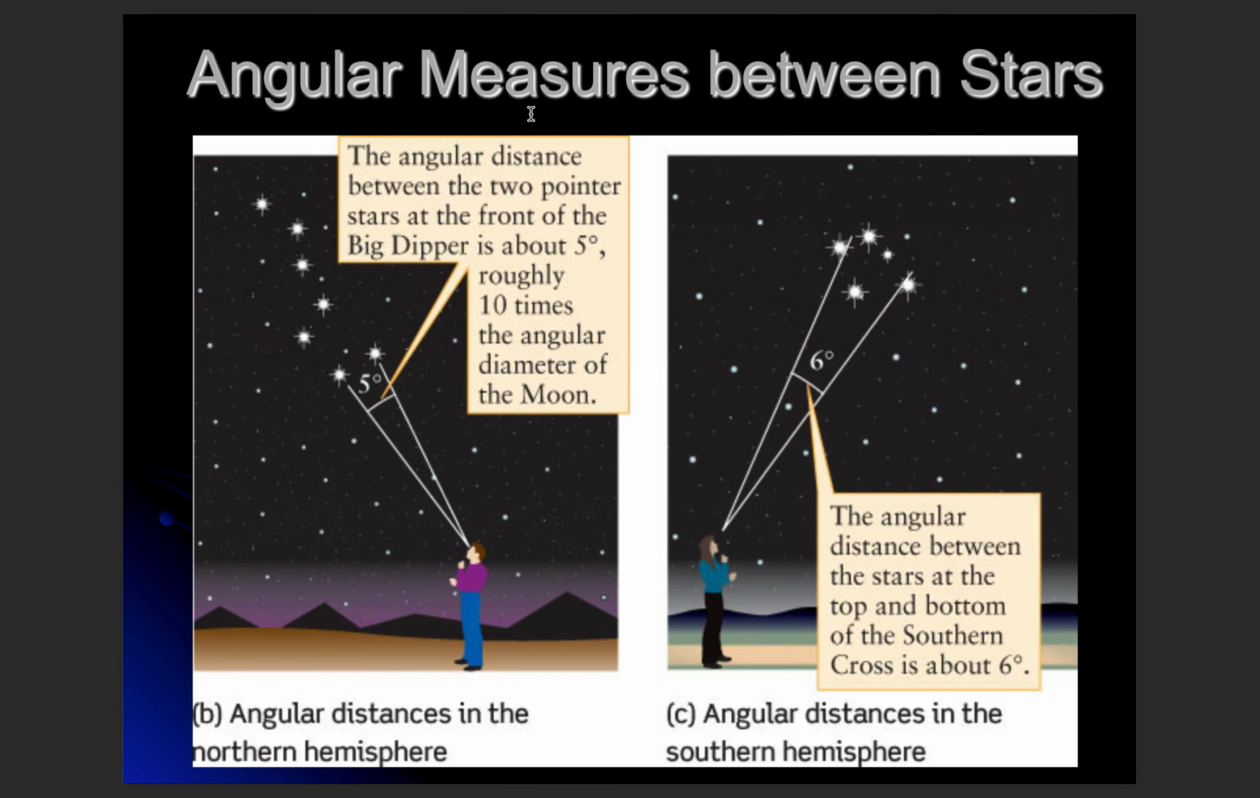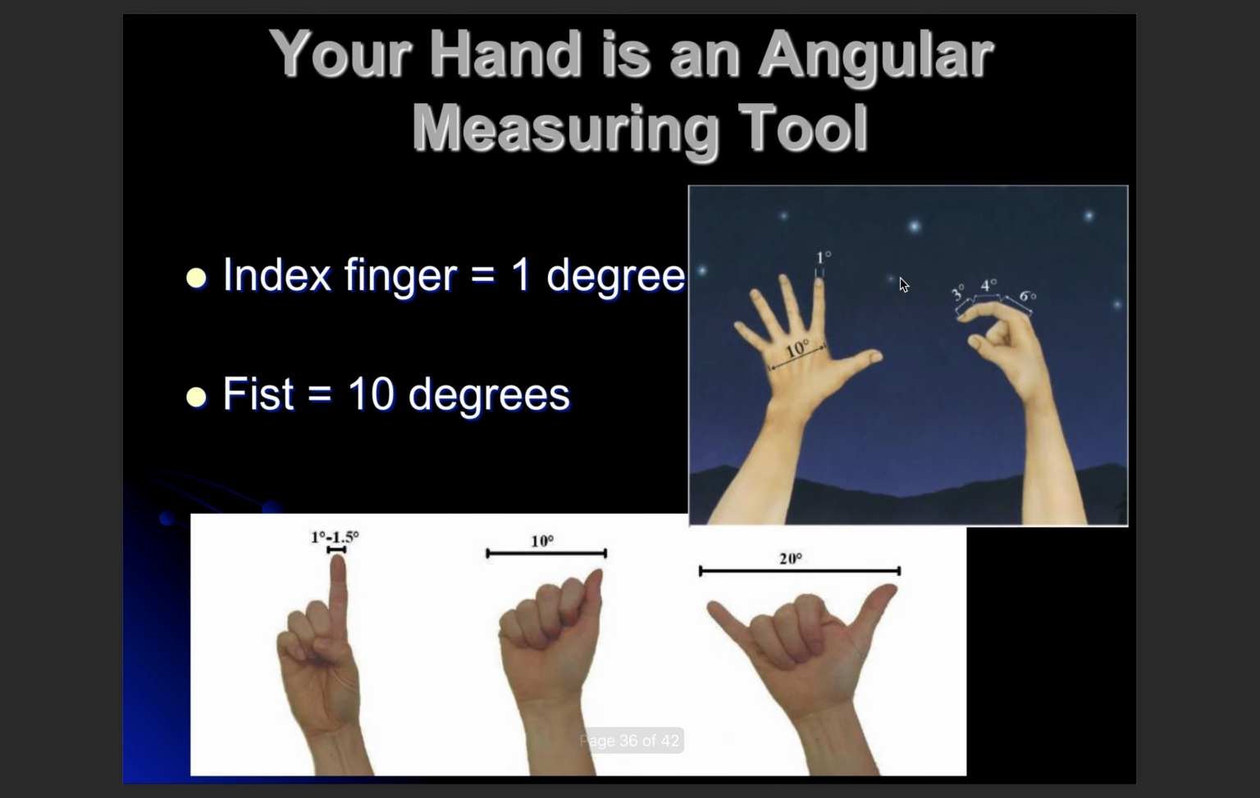So if we looked at this angular size then, we could look at the distance between two stars. Let's say the Big Dipper in the northern hemisphere, the two stars of the pot part of the Big Dipper is about 5 degrees apart. The two stars in the Southern Cross in the southern hemisphere have an angular measure of about 6 degrees. So how do we make these measurements?